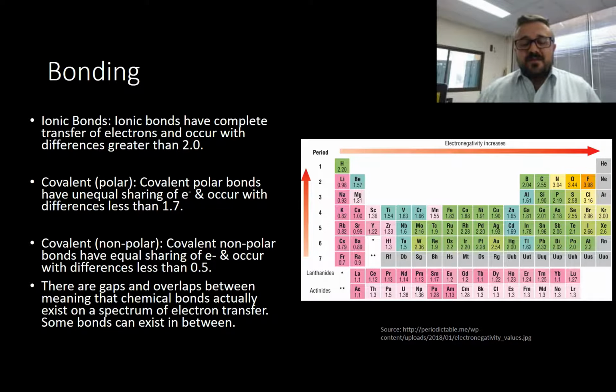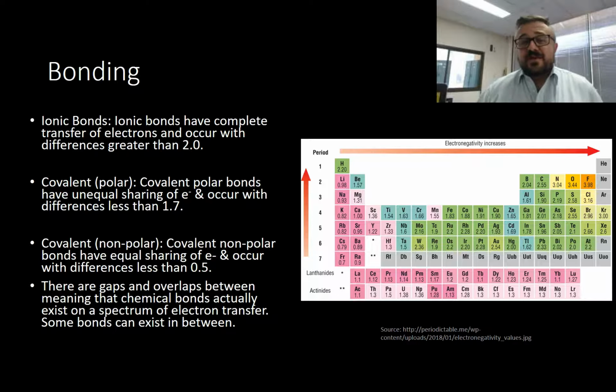But when we get less than 1.7 and down to about 0.6, we see polar covalent bonds. When the difference is only about 0.5, we get a non-polar covalent, which means there's equal sharing happening. So in polar covalent, there's sharing, but it's unequal. The more electronegative atom will hold the electrons closer to it. And in a non-polar covalent, there's an equal sharing of electrons.